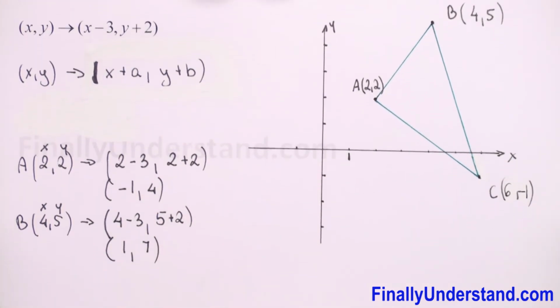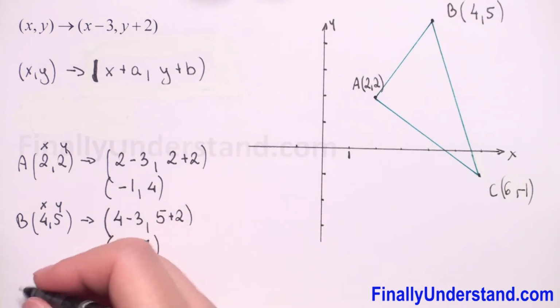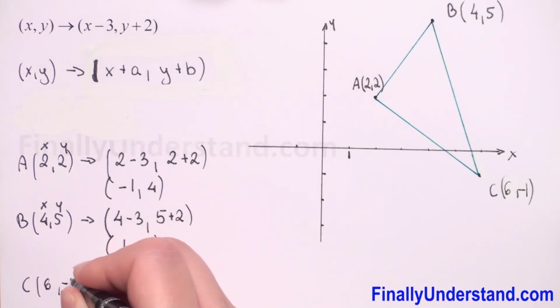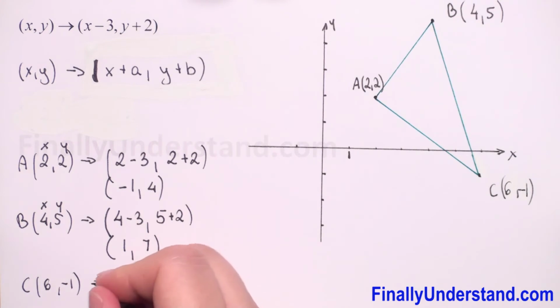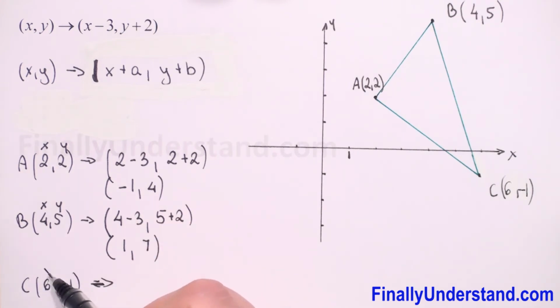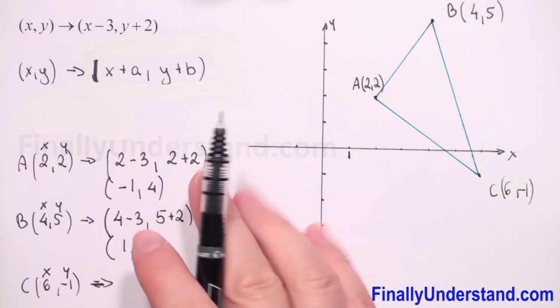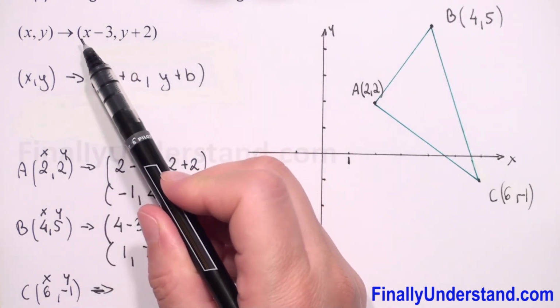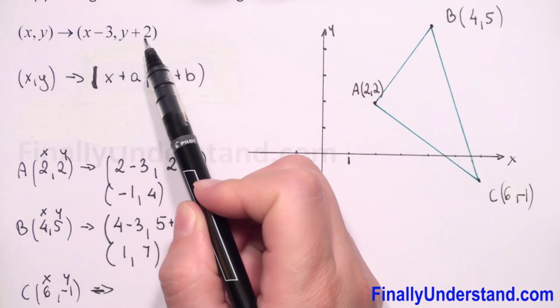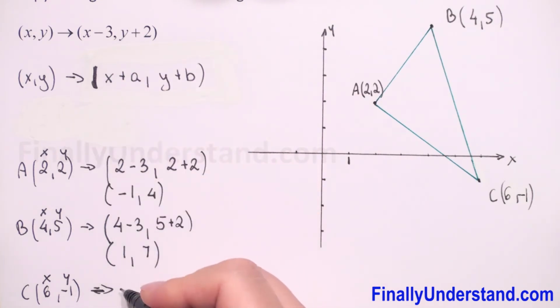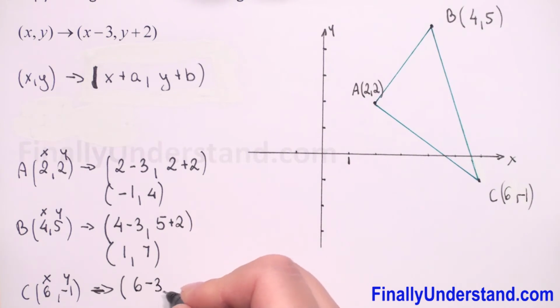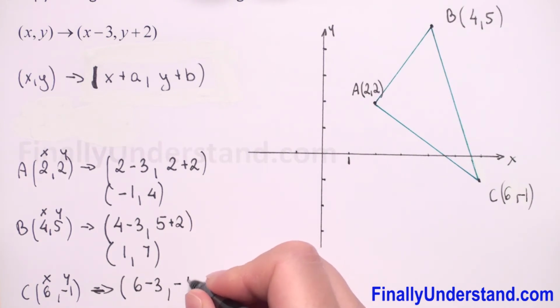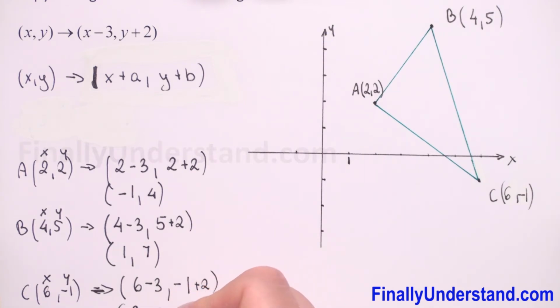And the third point is C (6, negative 1). Now we have that x is 6 and y is negative 1. And we have to subtract 3 from the x coordinate and we have to add 2 to the y coordinate. So we have 6 minus 3 and negative 1 plus 2. So this is 3 and 1.